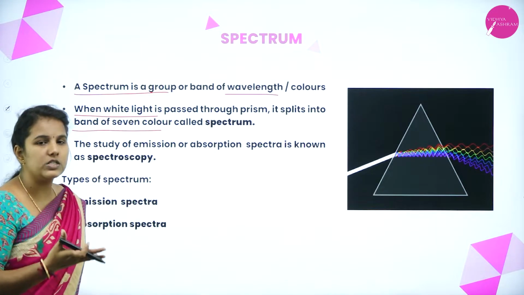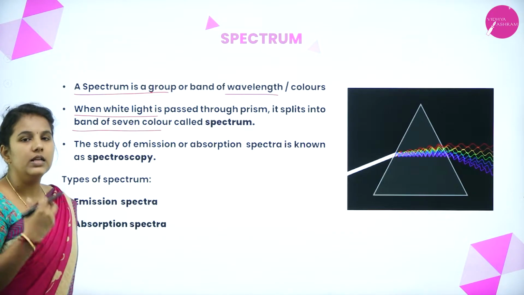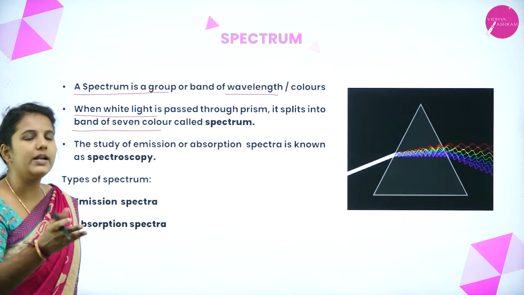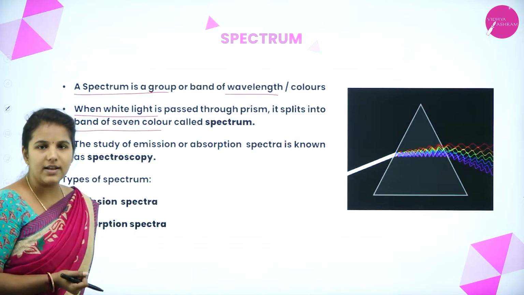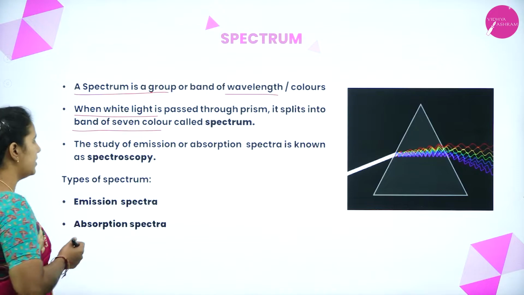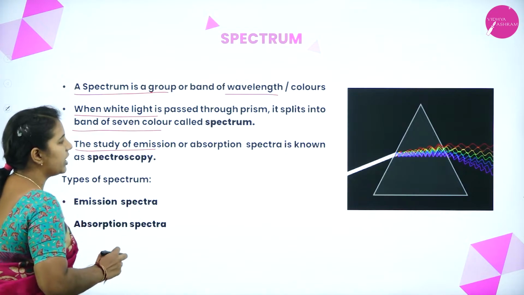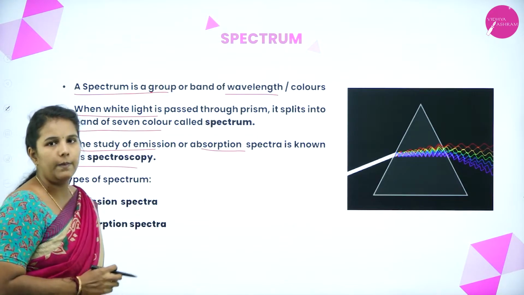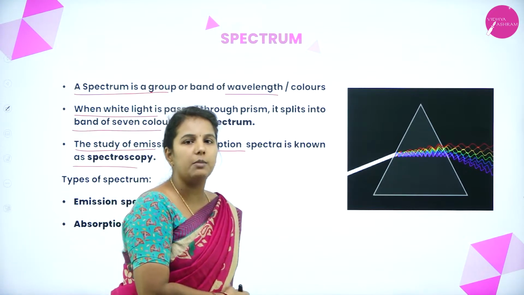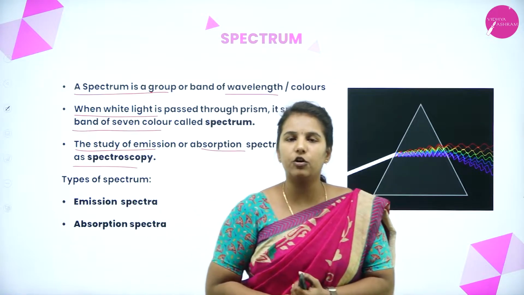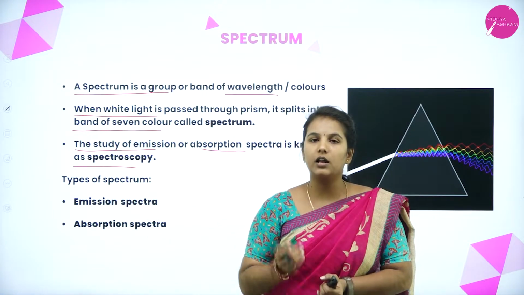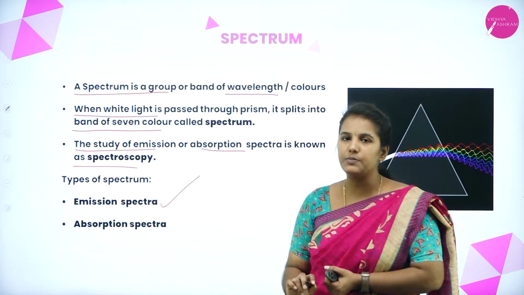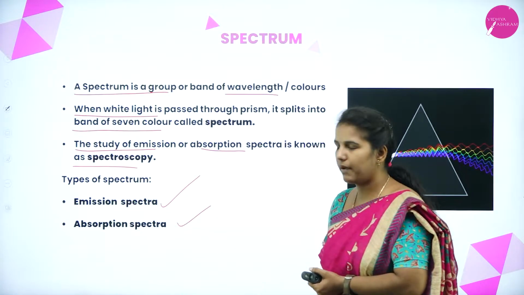So how do we obtain the spectrum or the band? The band will be produced by passing white light through the prism. It will split and produce the band, and it consists of 7 different colors. The study of emission or absorption spectra is known as spectroscopy. There are 2 types of spectrum: the emission spectrum and the absorption spectrum.